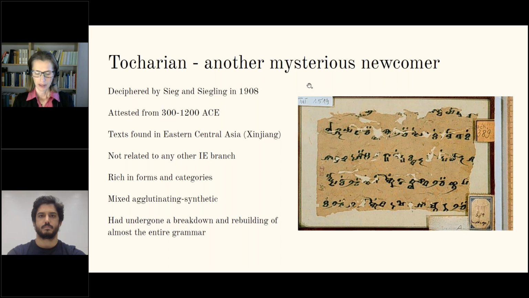Besides Anatolian, another Indo-European language showed up in the early 20th century, namely Tocharian. Tocharian was, of course, attested much later than Anatolian, but it turned out to form its own branch, and it was rich in forms and categories. However, it was mixed agglutinating-synthetic, and it had apparently undergone a breakdown and rebuilding of almost its entire grammar.